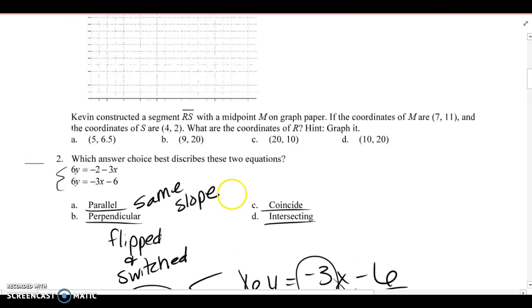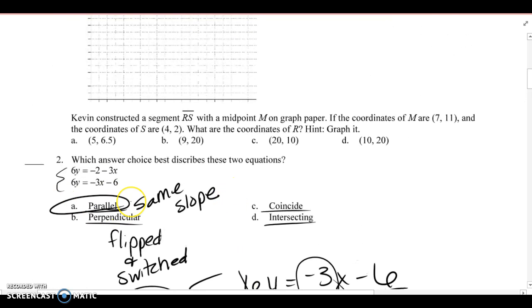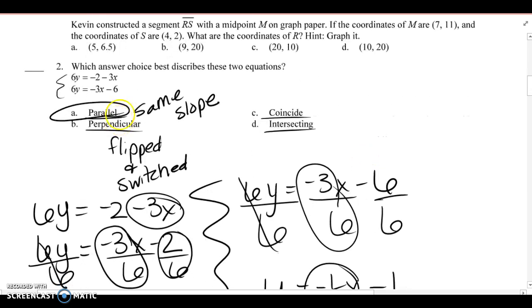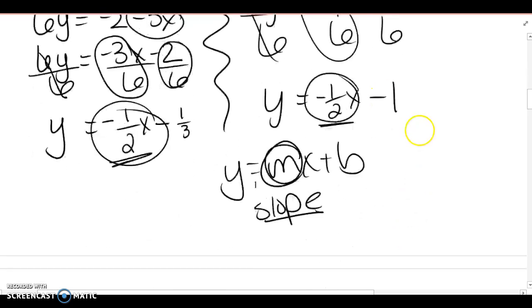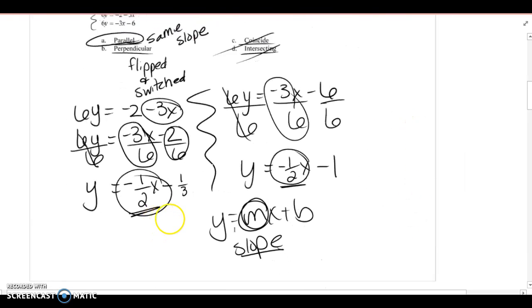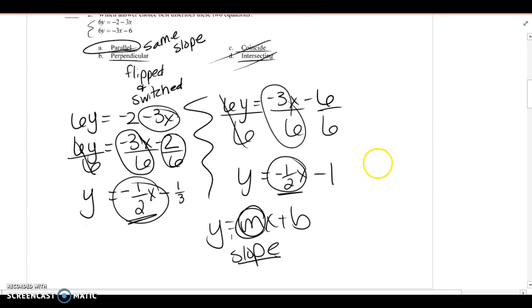Well, what do we know about the same slope? If it's got the same slope, then it is parallel. So we have found our answer. So we do not have to look at coincide or intersecting. We don't have to worry about any of those because we know it's parallel.